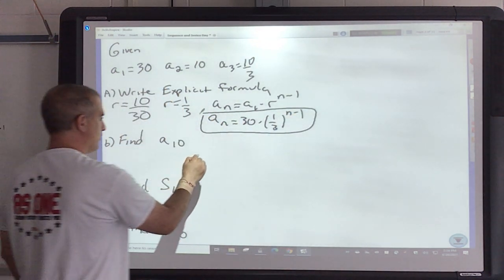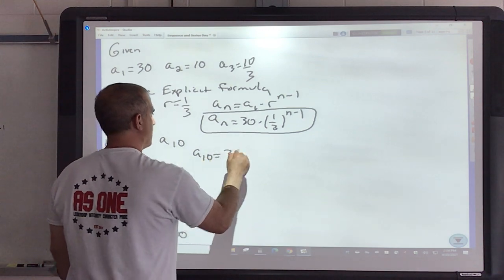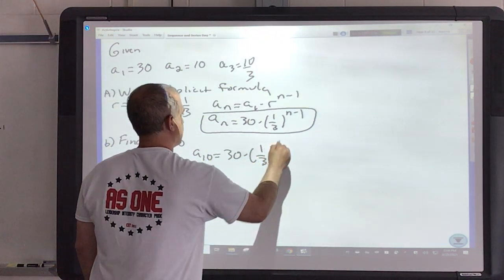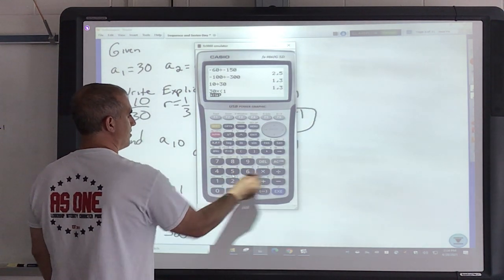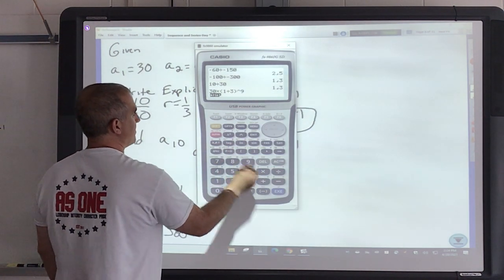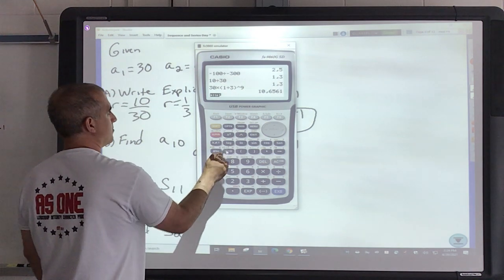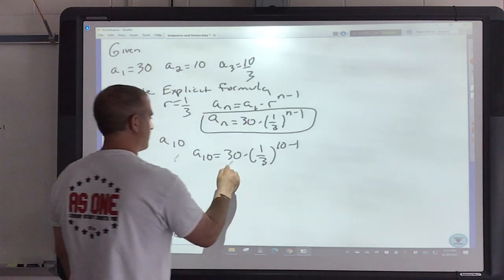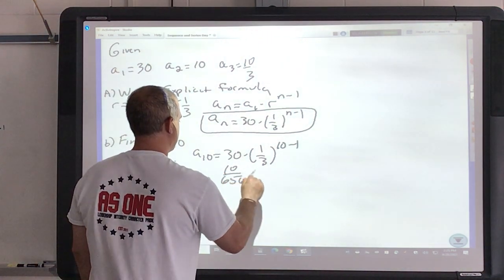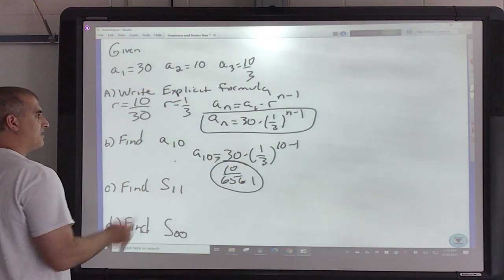A10 means I'm going to substitute these in. 30 times 1/3 to the 10 minus 1. So I'm going to do 30 times 1/3, and 10 minus 1 is just going to be 9. So that's a really big number. Actually, it's 10 over 6,561.